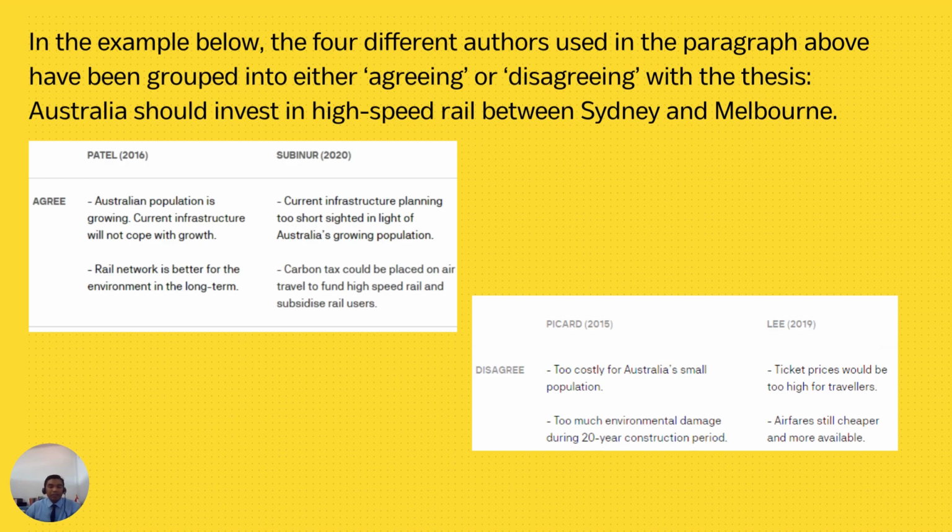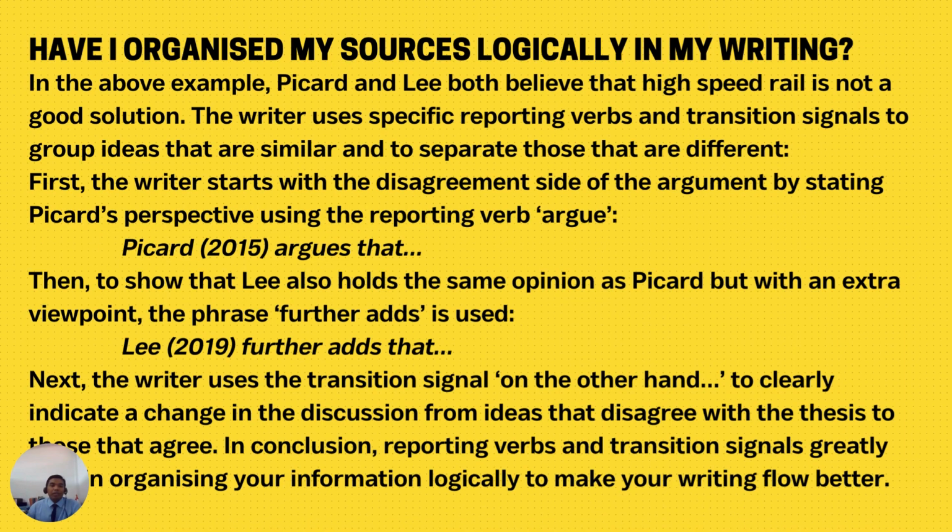In the example below, the four different authors in the paragraph above have been grouped into either agreeing or disagreeing with the thesis. The first one is agreeing, and then the last one is disagreeing. So the writer puts the agreeing ideas into the beginning of the paragraph, and then the disagreeing into the last part of the paragraph. And then, have I organized my sources vertically in my writing?